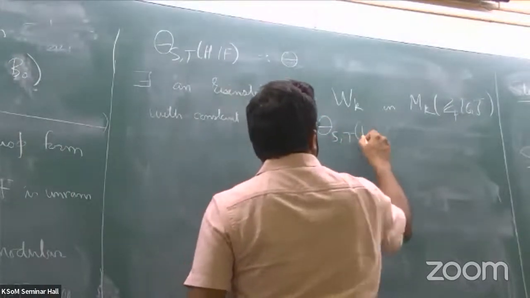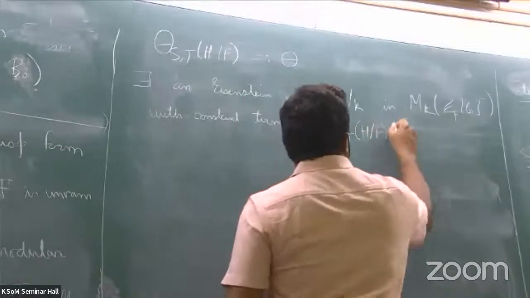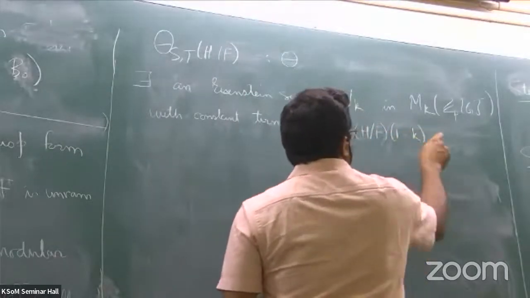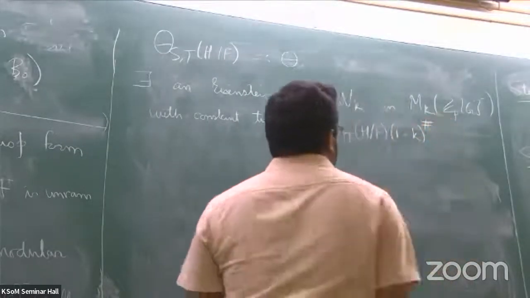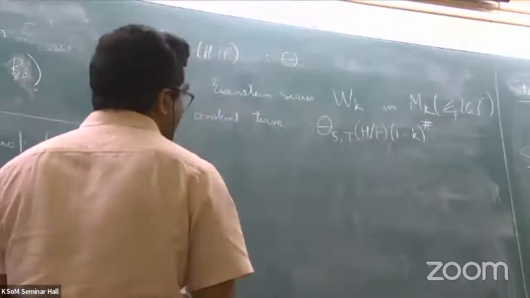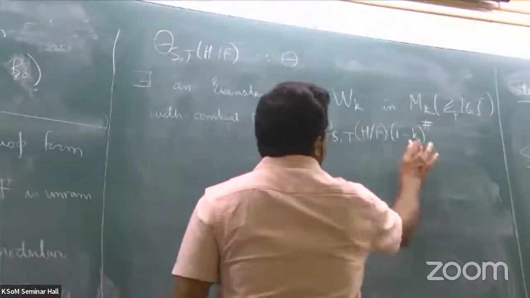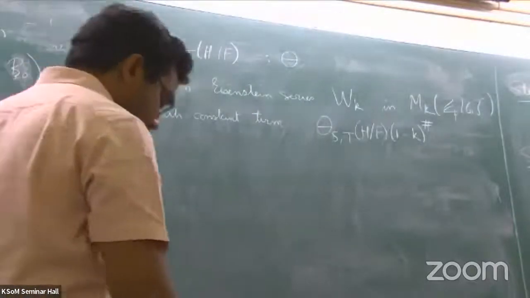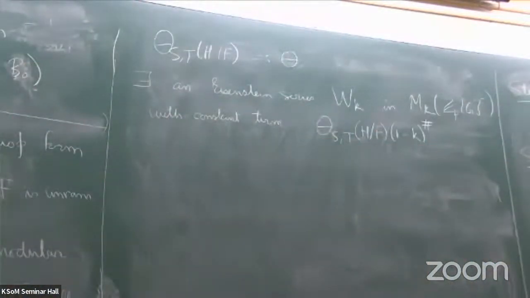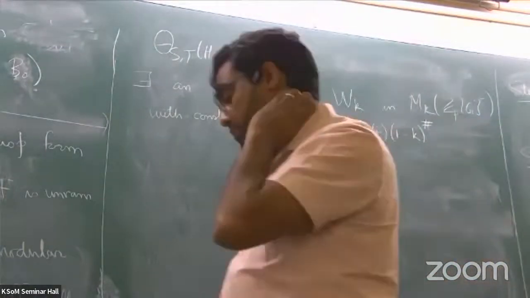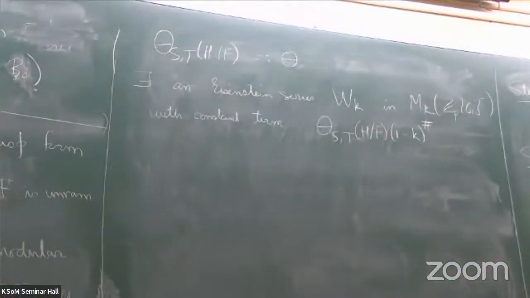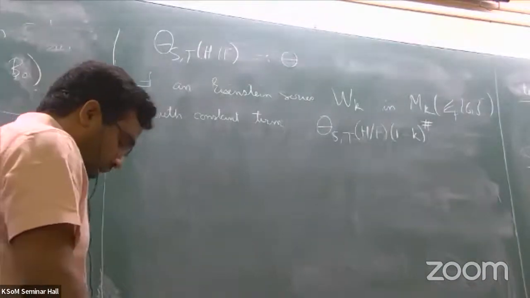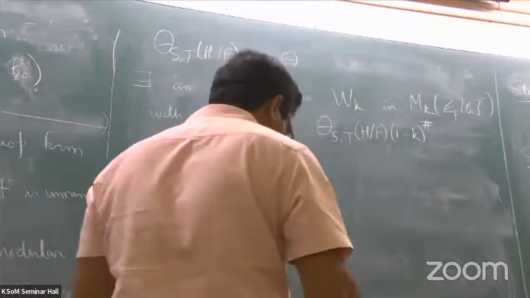SP H over F, but now with value at 1 minus K. Okay, so it means if K is equal to 1, you get your original impact. It's interpolating values of the L function at s equals 0. This interpolates values of the L function at s equal to 1 minus k.